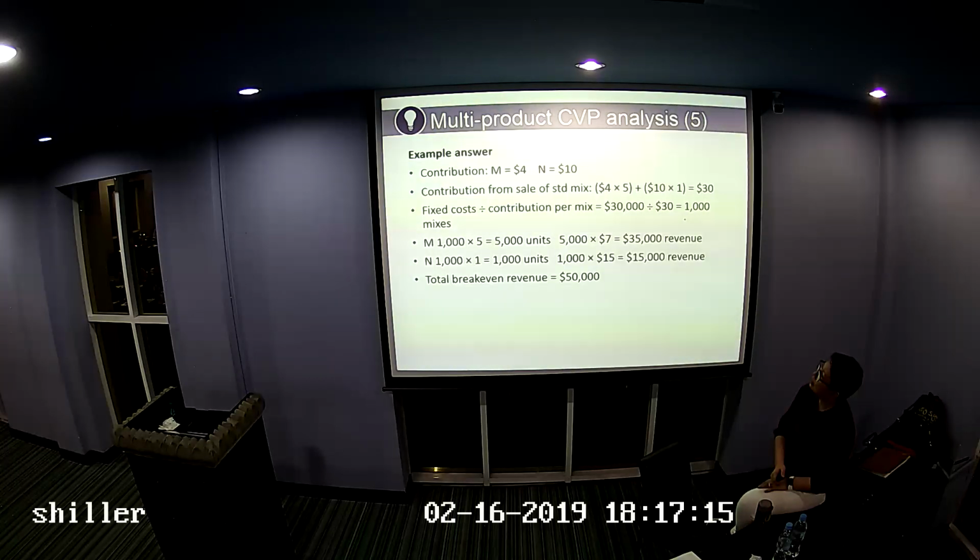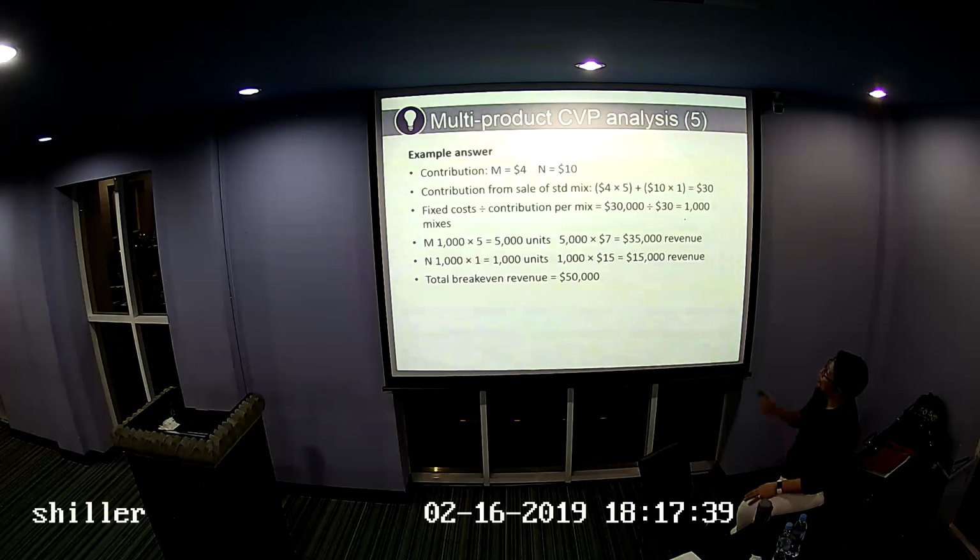Contribution per mix. Is that correct? Yeah? Are you looking into that listing I told you to memorize? Okay. So what will I do? Contribution per mix. What was the mix? 5 is to 1. Agree? So your contribution per mix is 30.